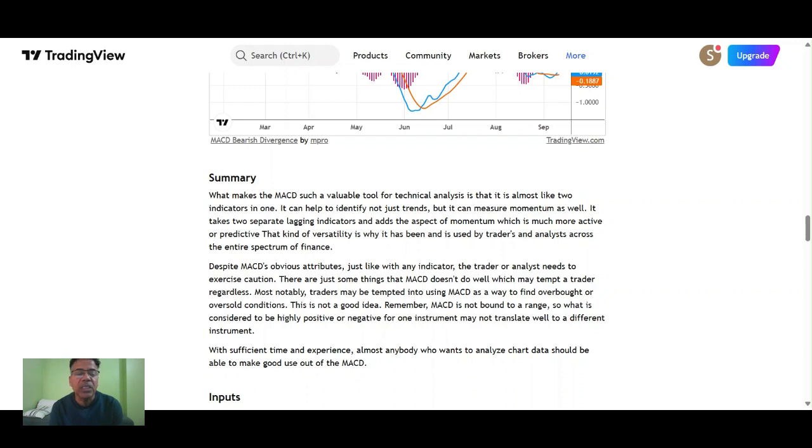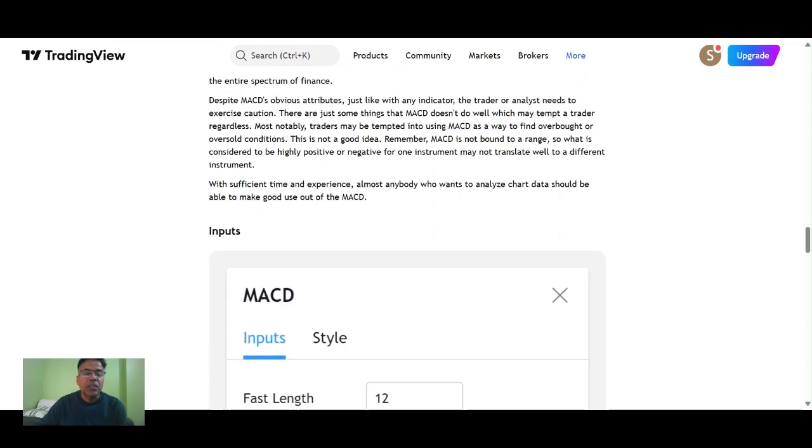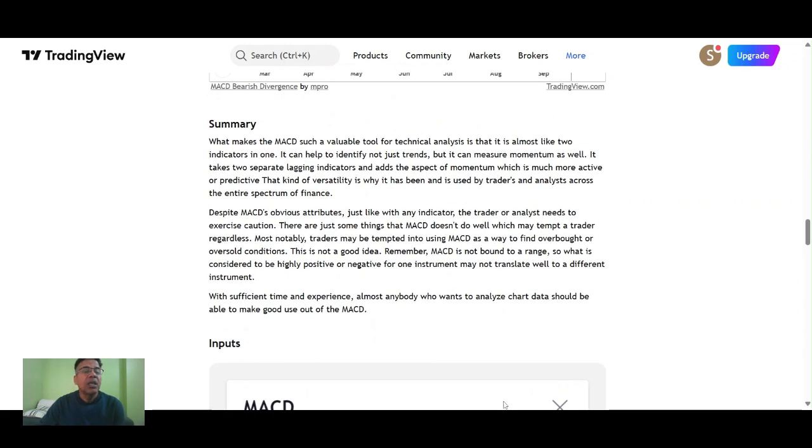What is considered highly positive or negative for one instrument may not translate well to a different instrument. With sufficient time and experience, almost anybody who wants to analyze chart data should be able to make good use of the MACD.